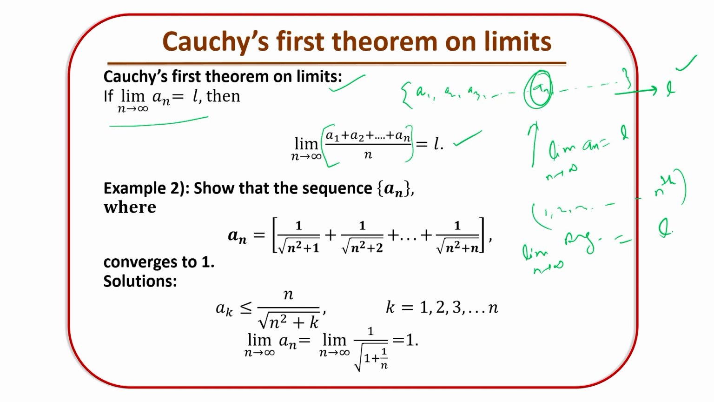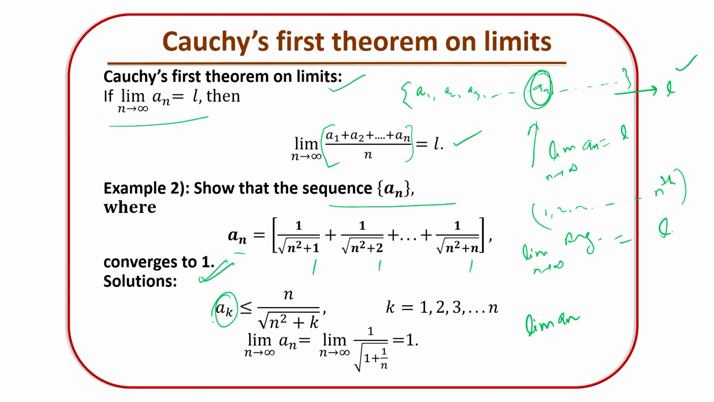So use this theorem to prove that the sequence an, given as the sum of the first n terms, converges to the limit 1. I am going to prove this one. Firstly, I have to find the limiting point of an, so I have to calculate the limit of an first. To calculate this limit, use one of the theorems. So what will be the general term of this sequence?